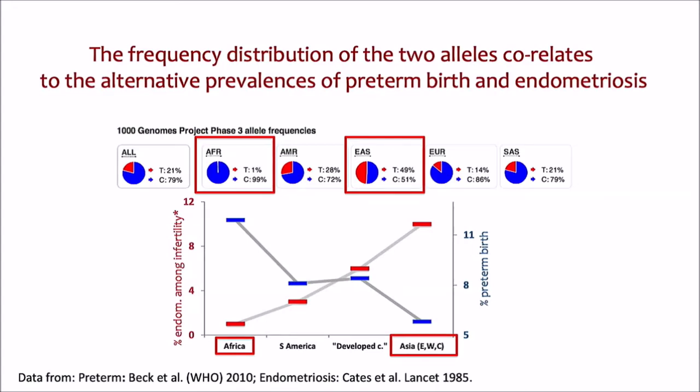So I've just shown here two extreme populations: in Africa, where the C allele is practically only the major allele, at 99%, and in East Asia, where we have half and half. In East Asia it's one of the highest frequencies of endometriosis, whereas in Africa we have one of the highest frequencies of incidences of preterm birth.